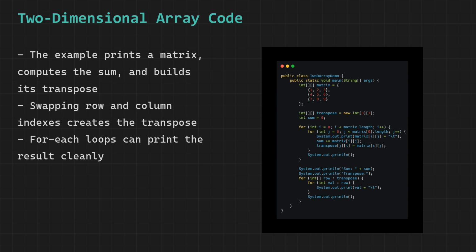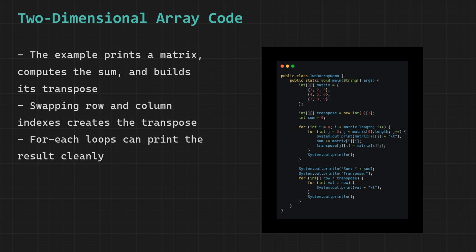After both loops finish, sum contains 1 plus 2 plus 3 plus 4 plus 5 plus 6 plus 7 plus 8 plus 9, which equals 45. The println prints sum, 45. The outer for each on transpose assigns each inner array to the variable row one at a time. The inner for each assigns each integer in that row to val. The print and println calls reproduce the transpose grid.